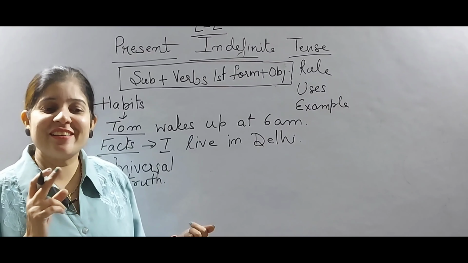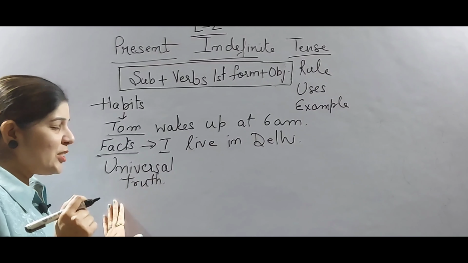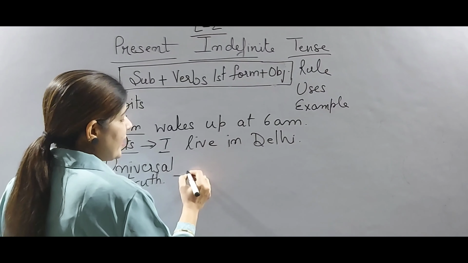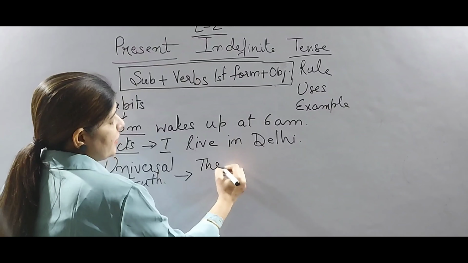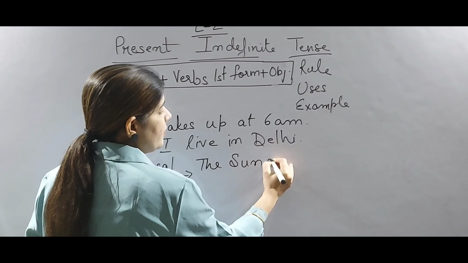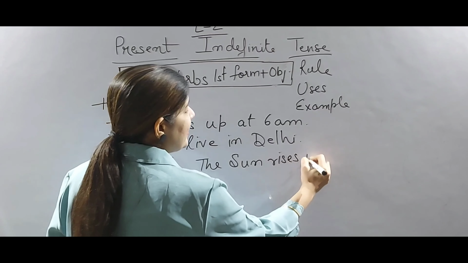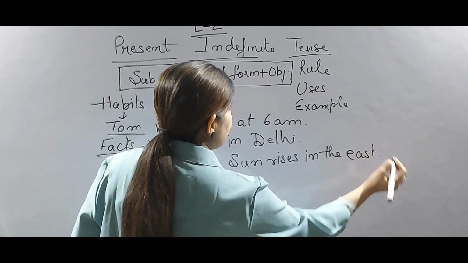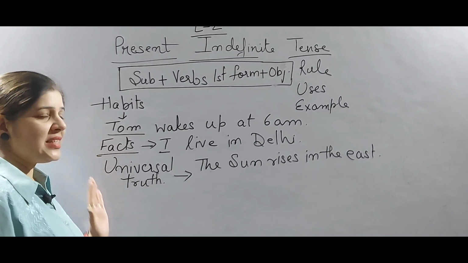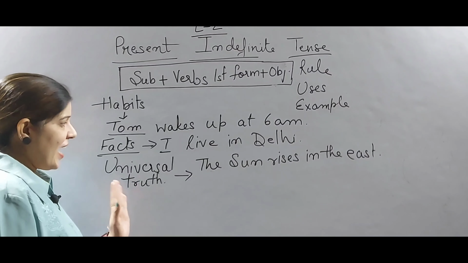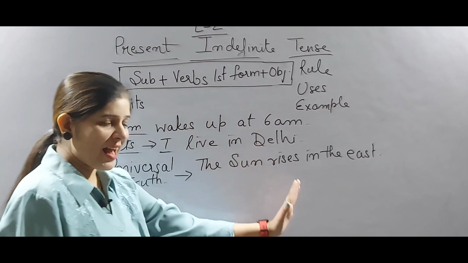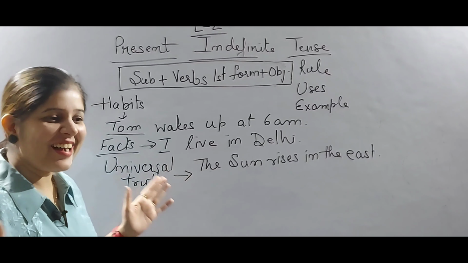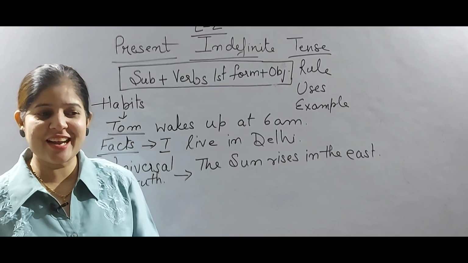Oh, yes, you're right, John. The sentence should be, the sun rises in the east. So, the example can be, the sun rises in the east. Right, students? So, these are the uses and here are the examples. Yeah, I'm happy that you are understanding.